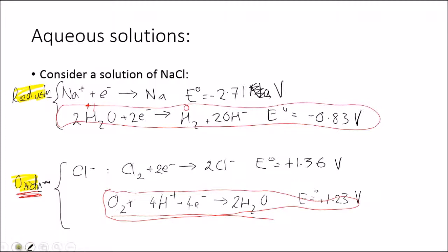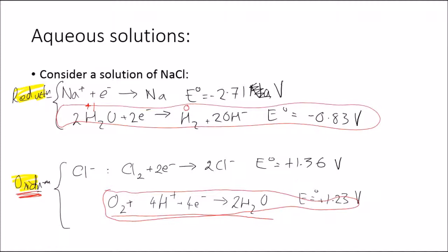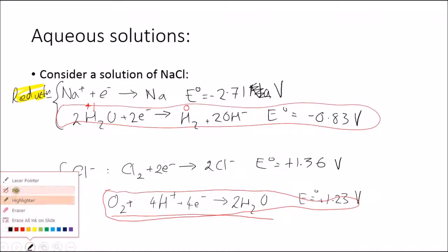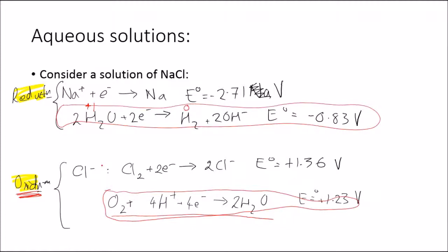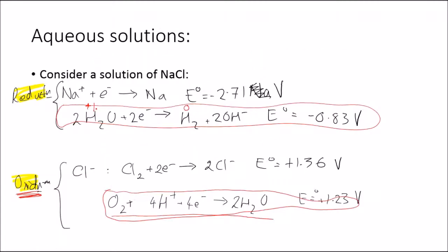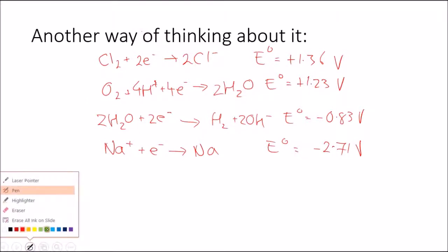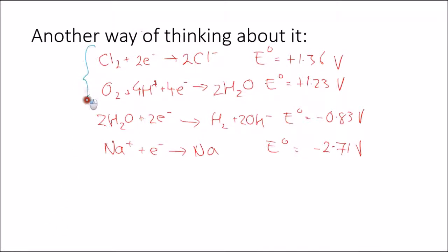Another way that we can think about this in order to figure out what's going on is to rewrite them in the order of the electrochemical series. We've got our two oxidation reactions up the top here, and we've got our two reduction reactions at the bottom here.